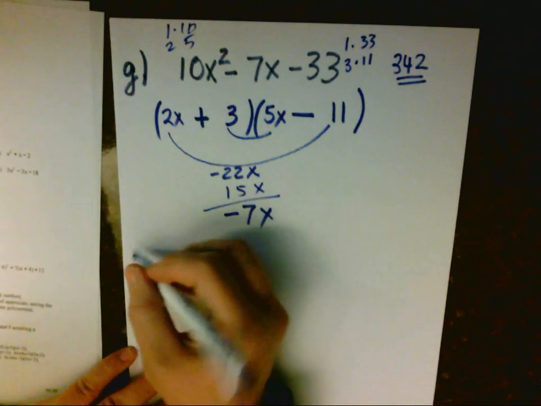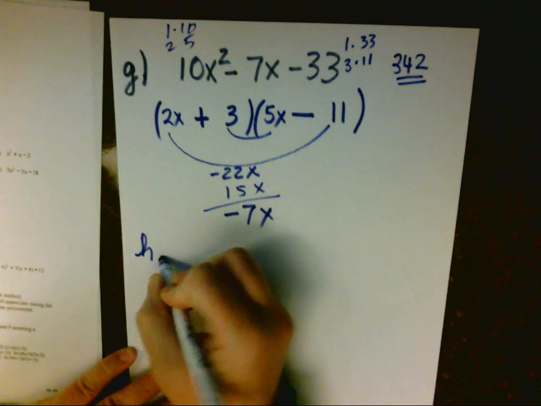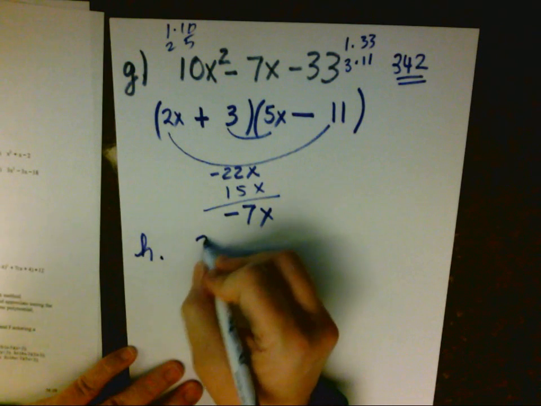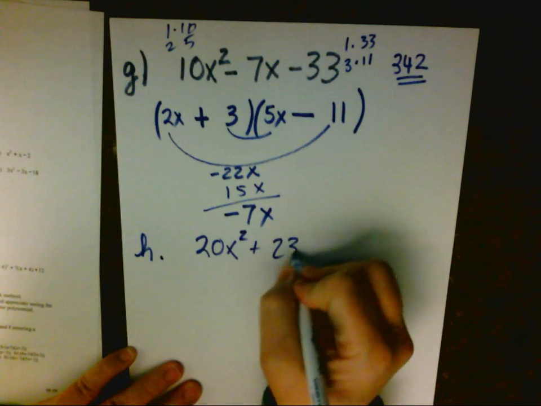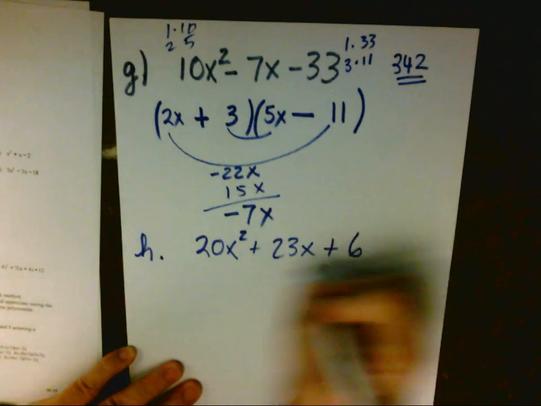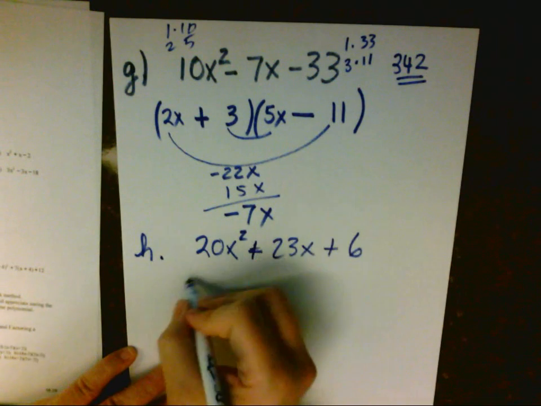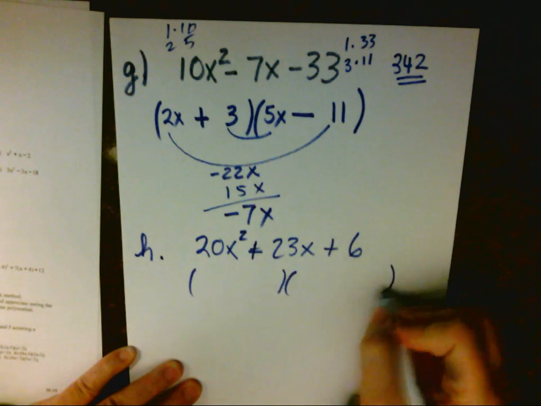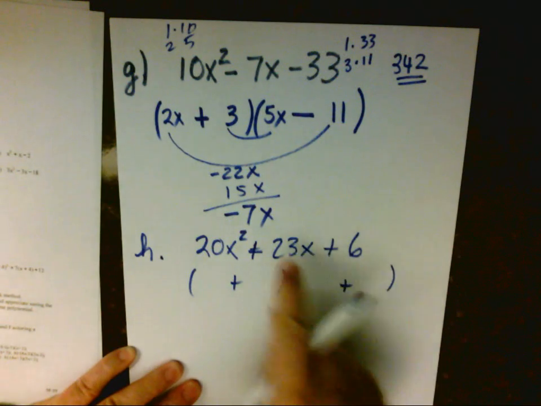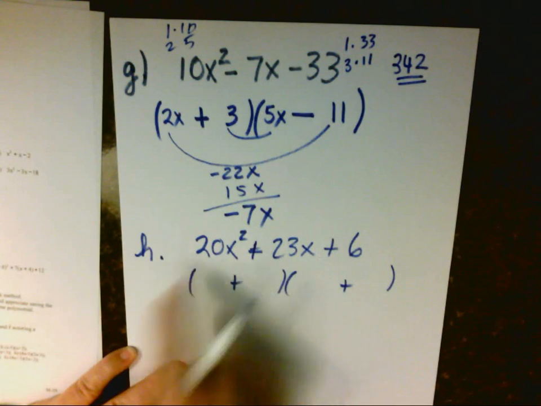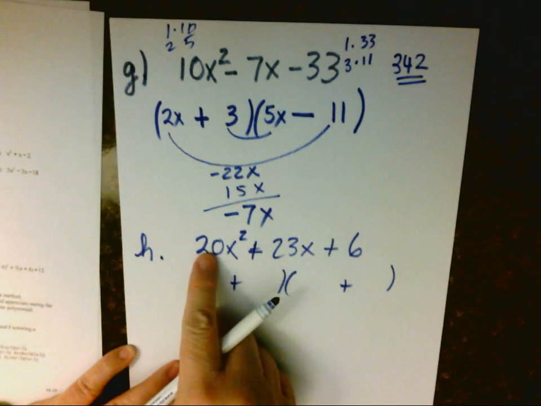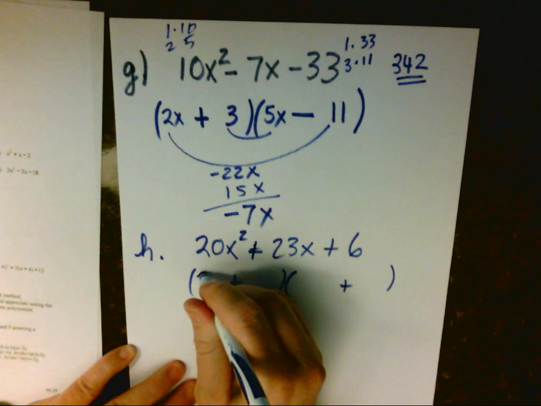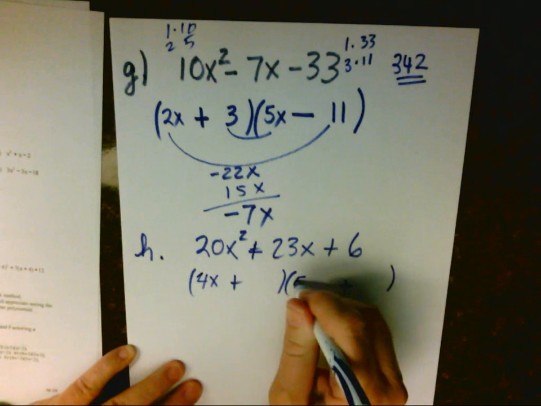Okay, and then we have letter H, and they would like us now to factor 20x squared plus 23x plus 6. I like it that everything has positives, so both of the factors are positive. Notice that 23 is a prime number, so there's no common factor to be removed. Again, I picked the factors that are close together. I'm going to try the 4x and the 5x.